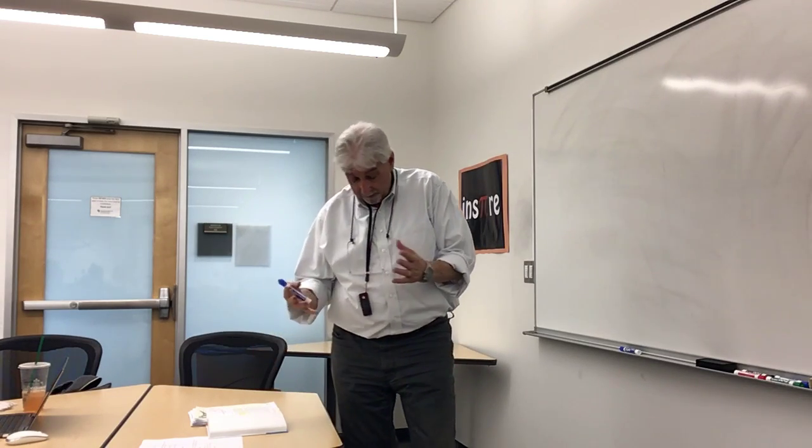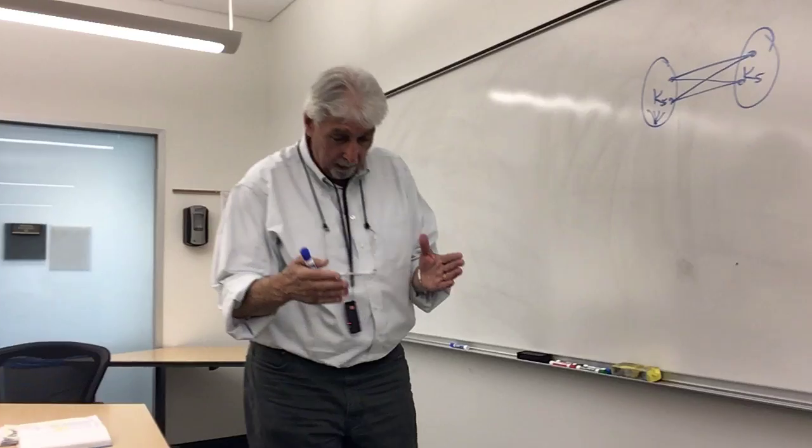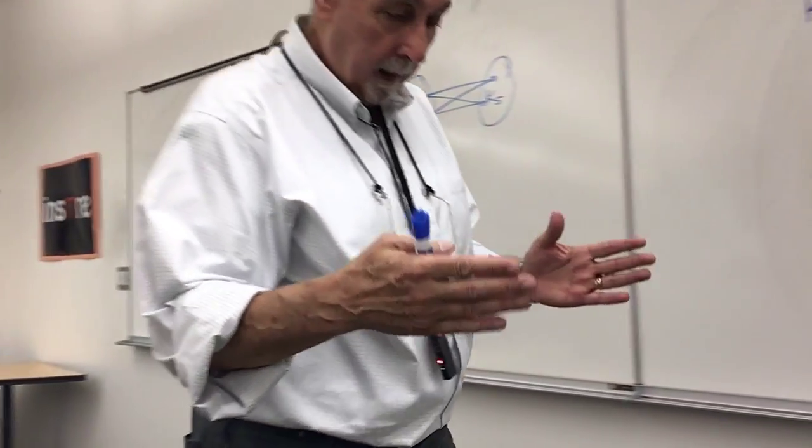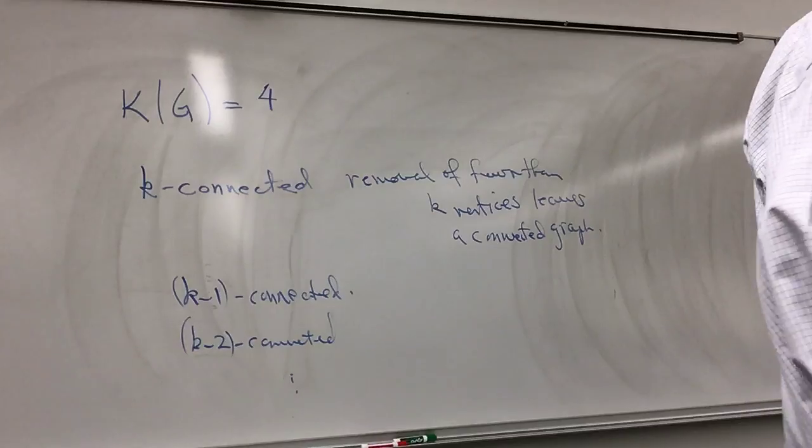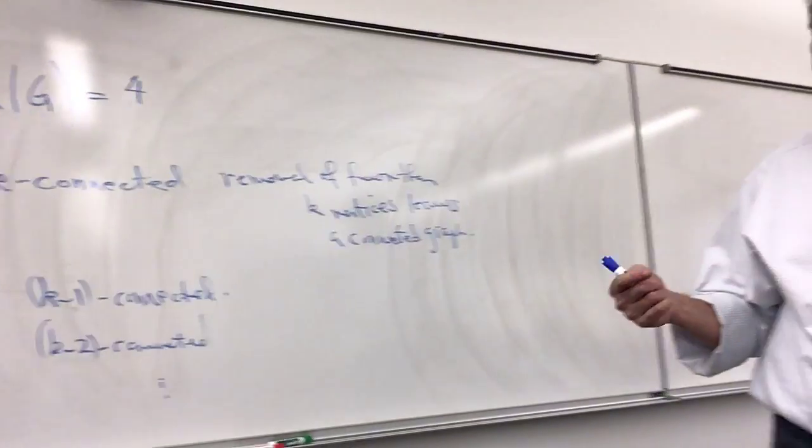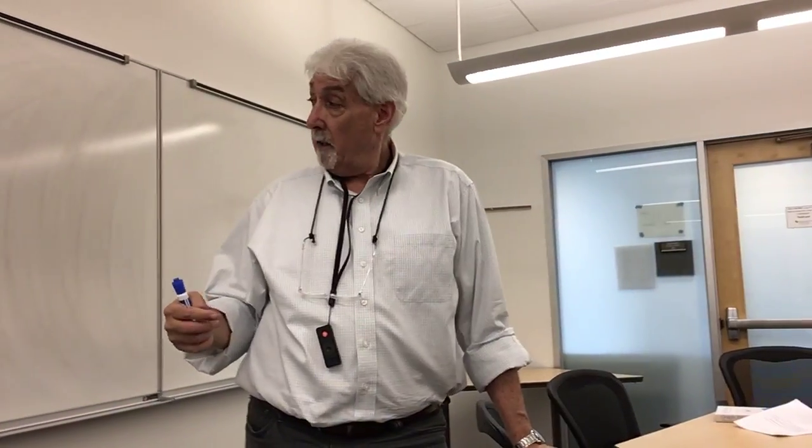Okay, there's a fine difference between the parameters edge connectivity and vertex connectivity, and being K-connected or K-edge connected. K-edge connected means the removal of fewer than K edges leaves a connected graph.